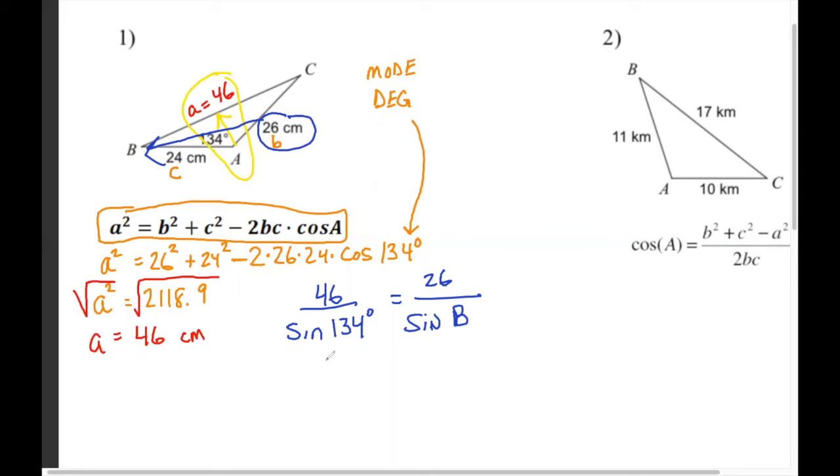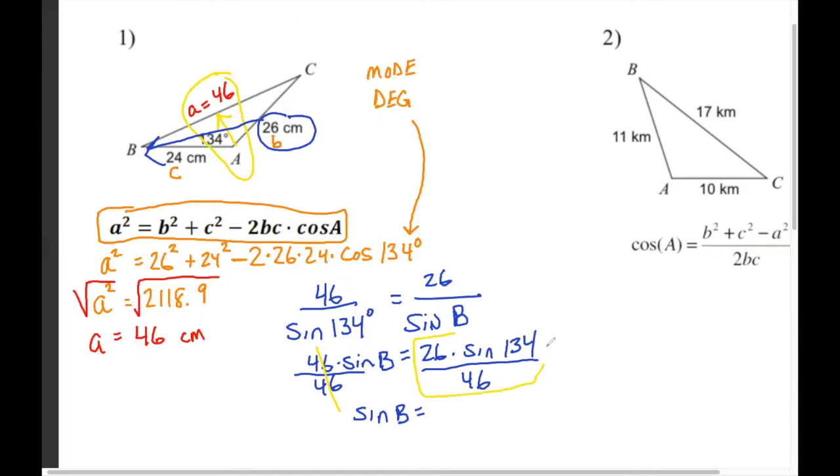So we have 46 times sine B equals the other cross product, 26 times sine 134. We want to find out what angle B is. It's attached to the sine function, so we have to divide out the 46. Whatever we do to one side, you must do to the other. So at this point, the 46's cancel here, which leaves us with sine B equals, and on side 2 of the equation, we have this expression right here, which we need to evaluate. So I'm going to grab my calculator.